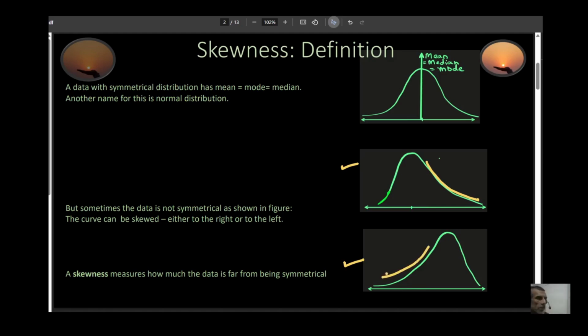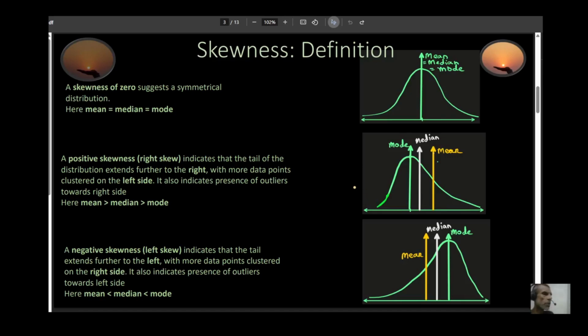Now, skewness measures how far your data is from being symmetrical. That's what your skewness does. A skewness of 0 indicates a symmetrical distribution like this right here. Here, my mean, median, mode are same.